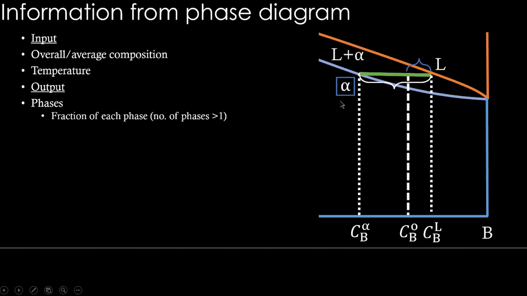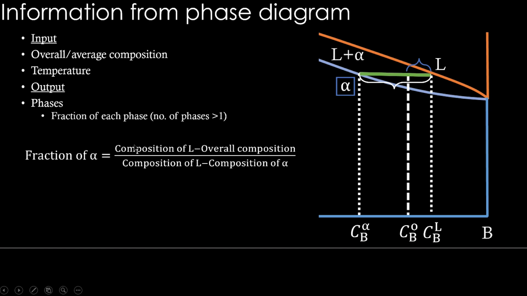So if you want to know this length, what we need to do is subtract CB naught from CB liquid. So we get this length. Similarly, if you want the entire length, you can subtract CB alpha from CB liquid, so that we get the entire length. So that's what goes into the formula for fraction of alpha. So composition of liquid minus overall composition divided by the composition of liquid minus composition of alpha. Basically the B contents.